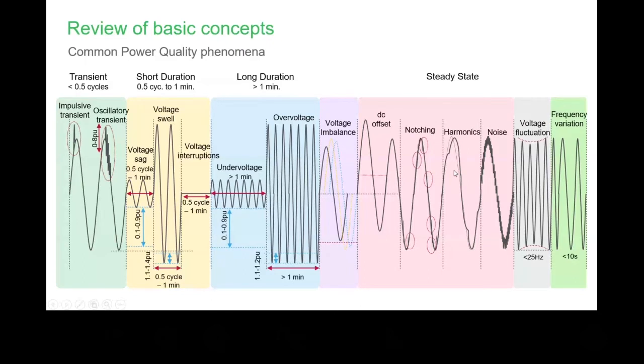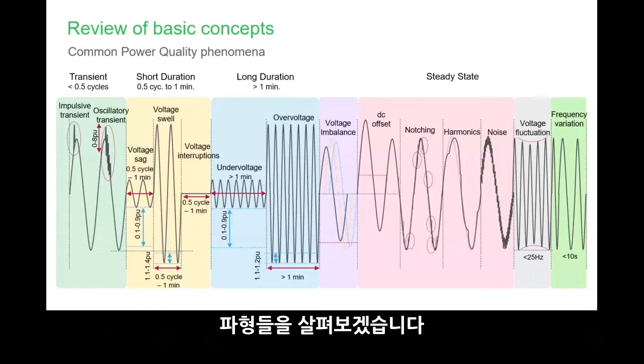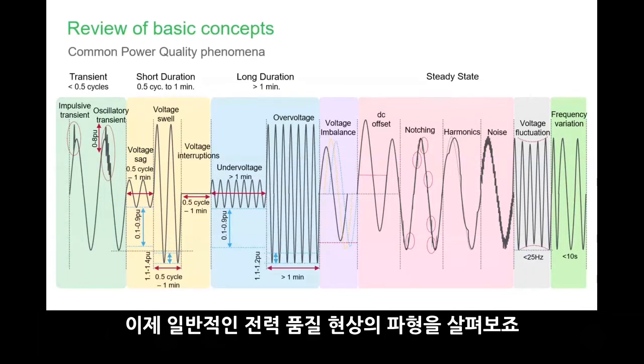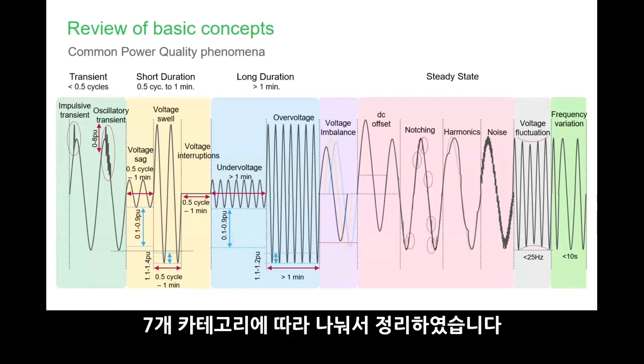Right. So let's take a look at the waveforms for those who are interested in those waveforms. Okay, I believe all of us are engineers in training. So let's take a look at the waveforms of a typical power quality phenomena. This waveform is taken from the IEEE standard 1159, and I combine them together in the 7 categories.